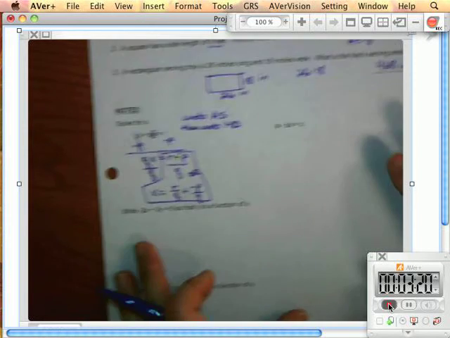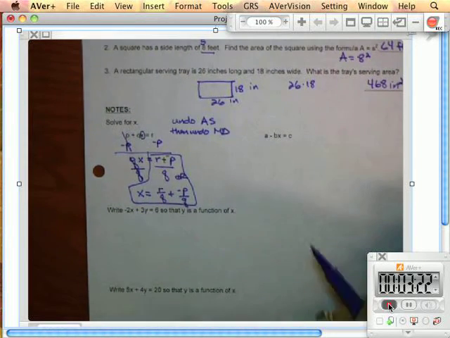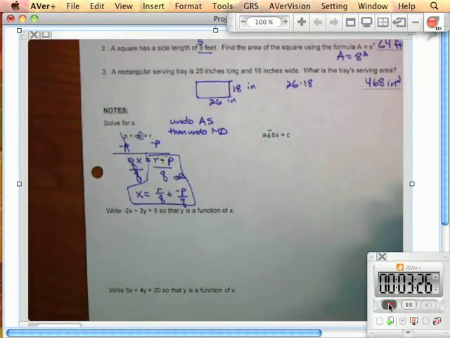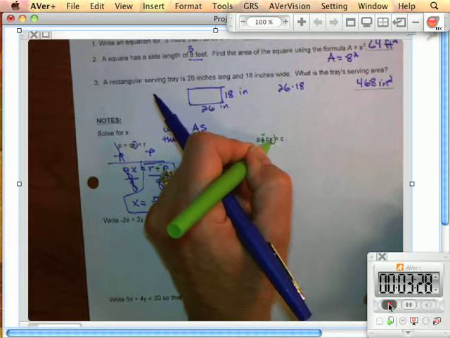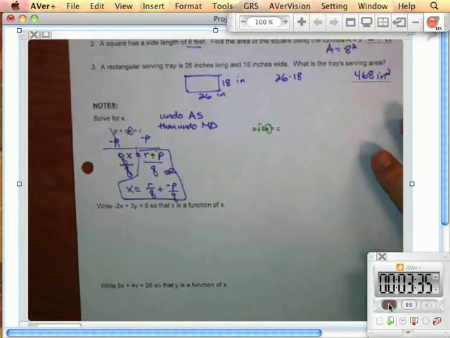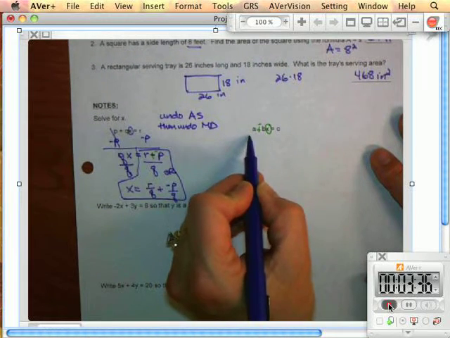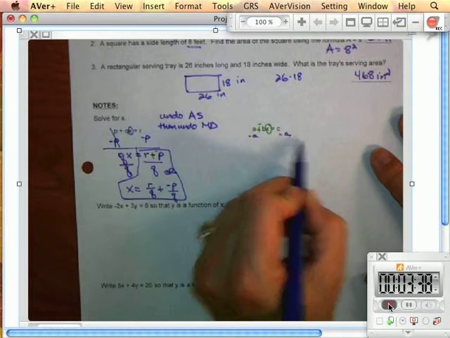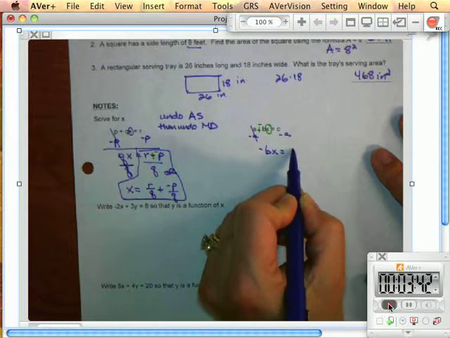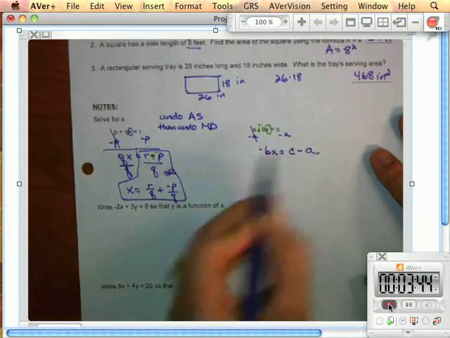Let's do another one. Here I have to solve for x as well. I'm going to change that to adding a negative. And I need x by itself. So I'm going to circle x. That's what I'm trying to get by itself. What's the first thing I do here? Yes, we're going to undo this addition. So I'm going to subtract a. That goes away. I have negative bx equals c minus a.